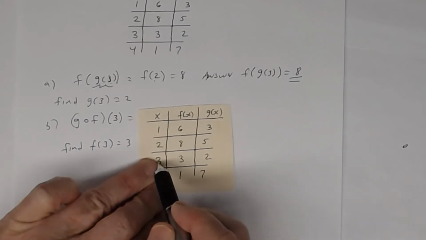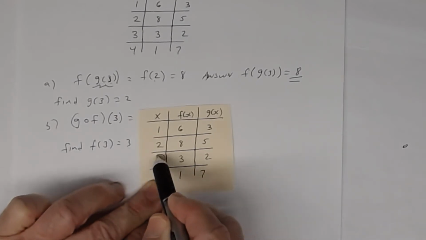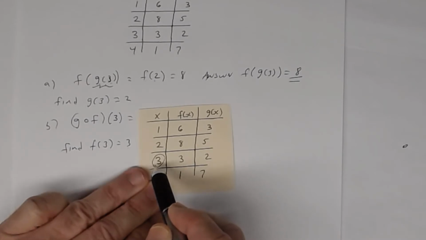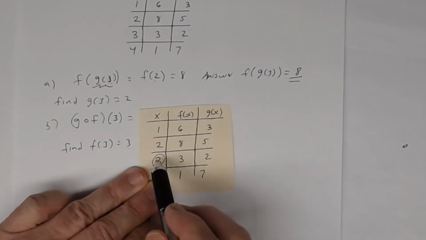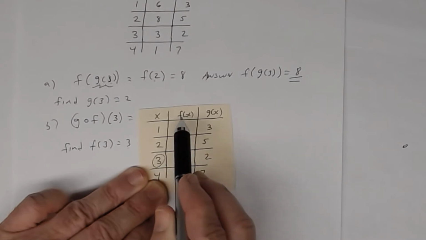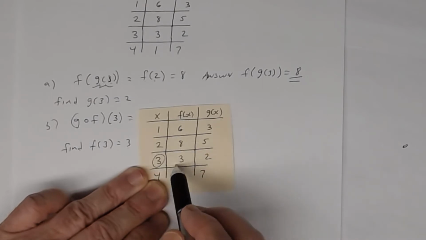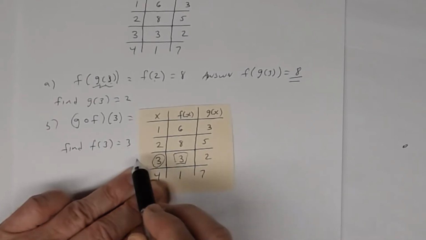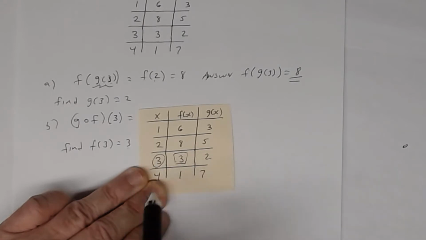So x is 3 right here, right? This is what we're looking at. This is x equals 3 right here. Okay? So I want to find f of 3. So when x is 3, f of 3 is this 3 right here. All right, so that right here is this right here.